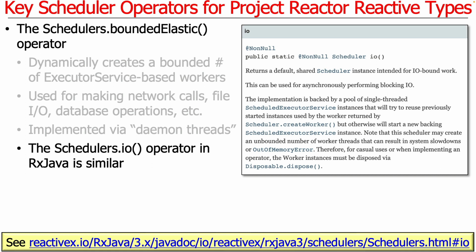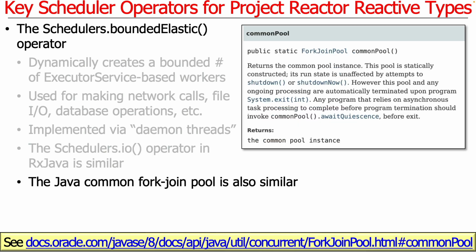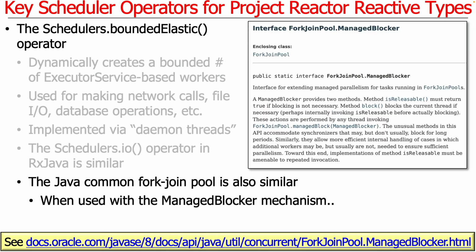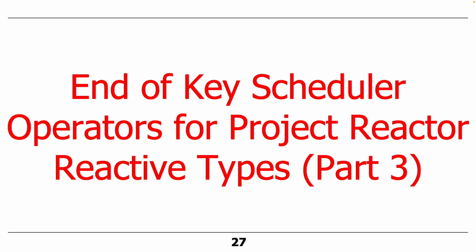There's an operator that's defined in the Schedulers I/O mechanism in RxJava that works like bounded elastic. And the Java common fork join pool is similar, especially when you combine it with the managed blocker mechanism. That's beyond the scope of this class, but if you take one of the other courses I teach, at some point we'll cover that in more detail there. So that's the end of the overview of the bounded elastic scheduler.